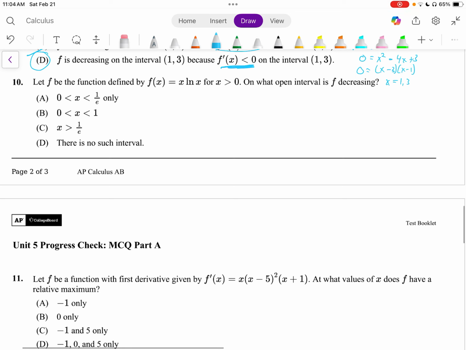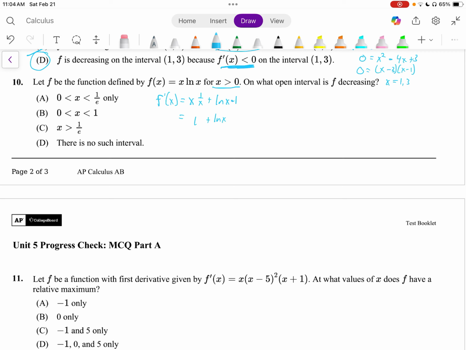Number 10, let f be the function defined by f of x equals x times the natural log of x for x greater than 0. On what open interval is f decreasing? So decreasing, again, the derivative. We want the derivative to be negative, and so let's find the derivative. So we have to use the product rule here. So we have x times 1 over x plus natural log of x times 1, which is just 1 plus natural log of x.